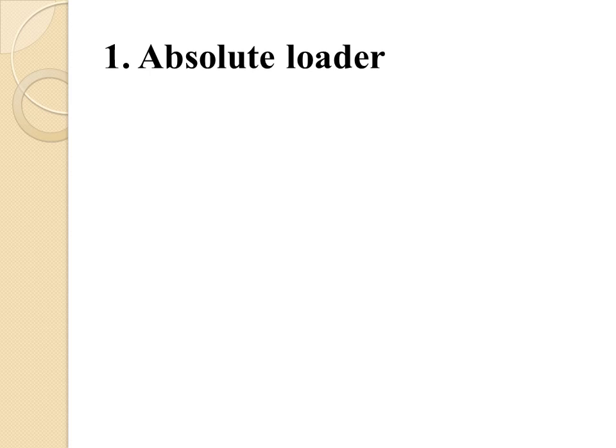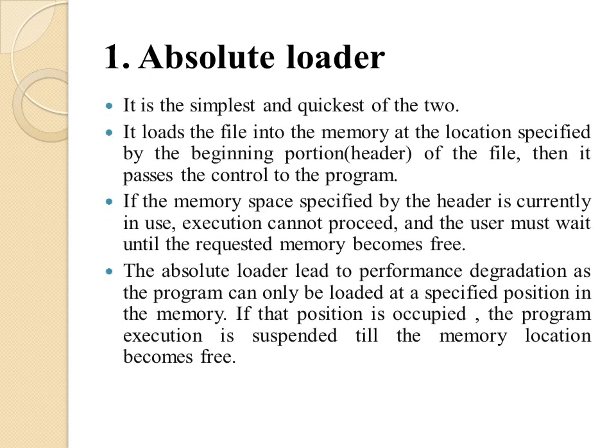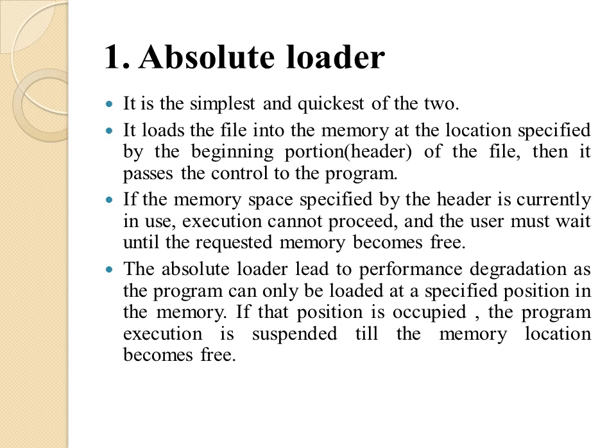The first type of loader is absolute loader. So it is the simplest and quickest of the two. It loads the file into the memory at the location specified by the beginning portion of the file. Then it passes the control to the program. If the memory space specified by the header is currently in use, execution cannot proceed, and the user must wait until the requested memory becomes free.